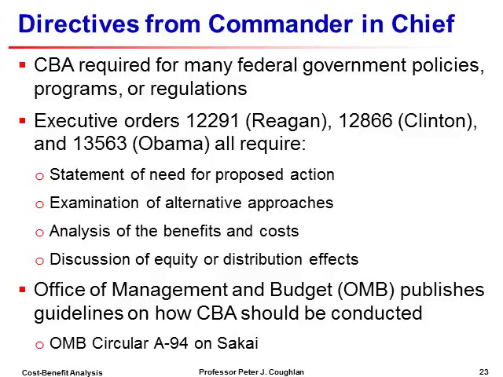And in support of these executive orders requiring CBA, the Office of Management and Budget publishes guidelines for how the CBA should be conducted. The current version is OMB Circular A-94, which is on Sakai and which was emailed to you, which tells you in more precise terms how to actually go about doing this. How should you conduct a cost-benefit analysis for a government policy, program, or regulation?